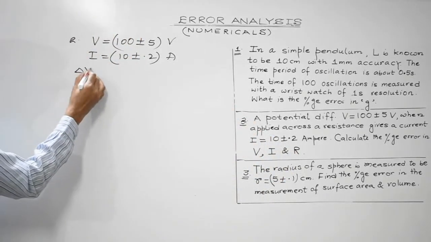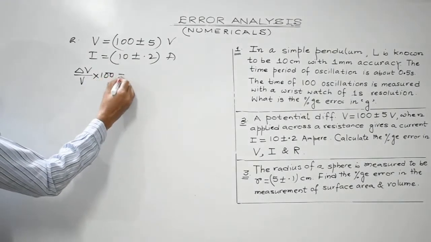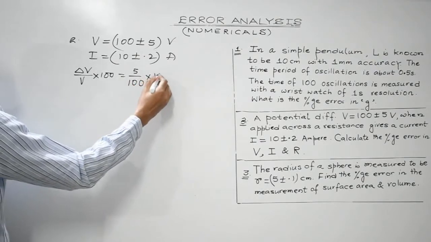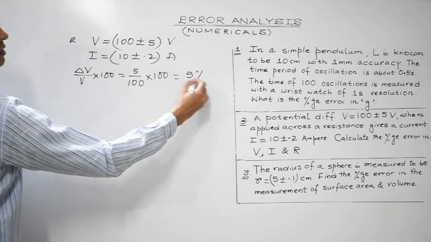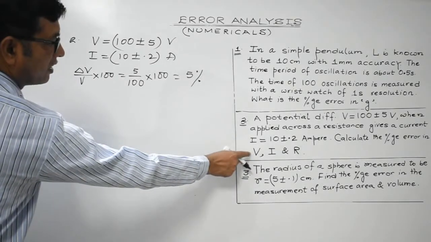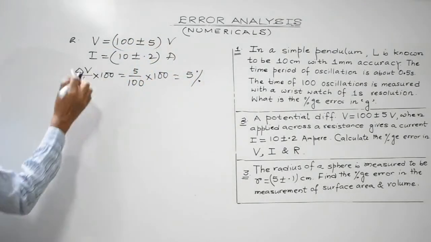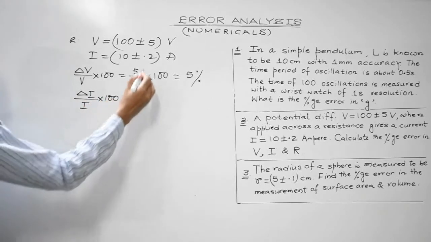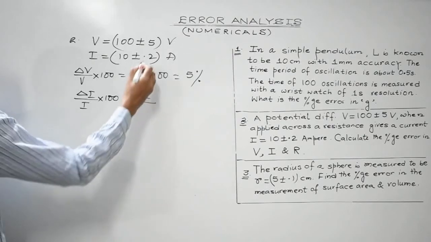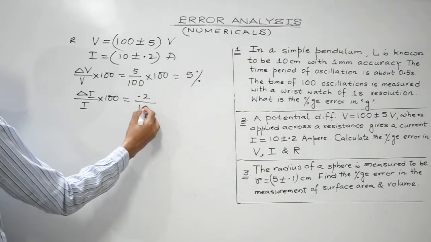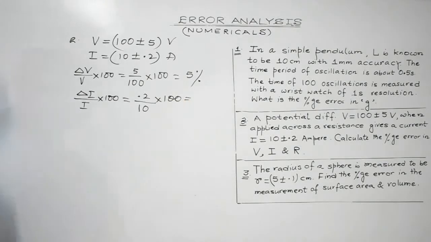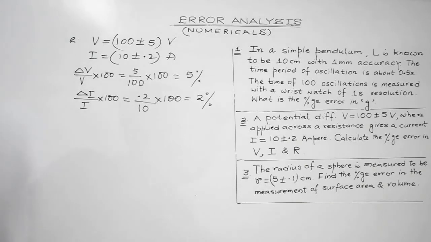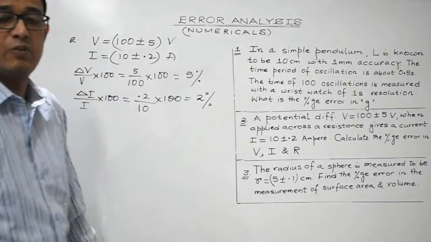Percent error in V is del V over V multiplied by 100. What is del V? 5. What is V, the true value of potential difference? 100, multiplied by 100. So it is 5%. Clear? So percent error in the measurement of potential difference is 5%. Similarly, we can find out the percent error in the measurement of current. It will be equal to del I, that is 0.2, over the true value of current, that is 10, multiplied by 100. So it will be 2%. Isn't it?